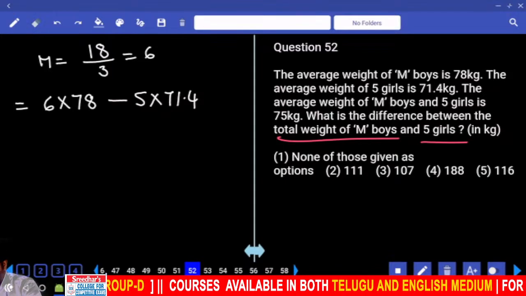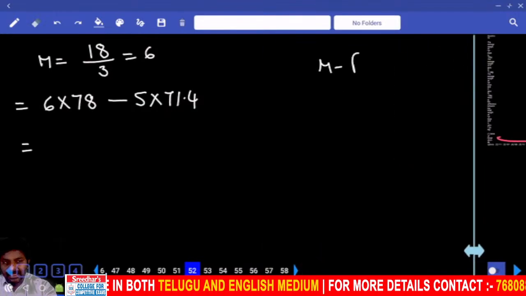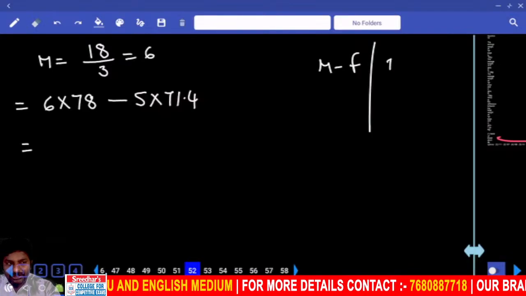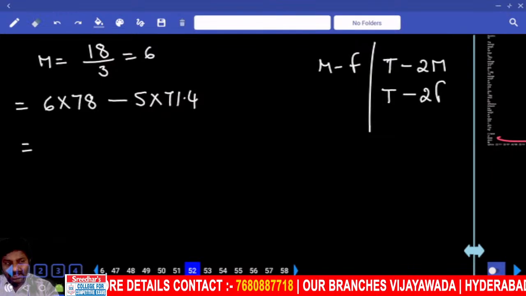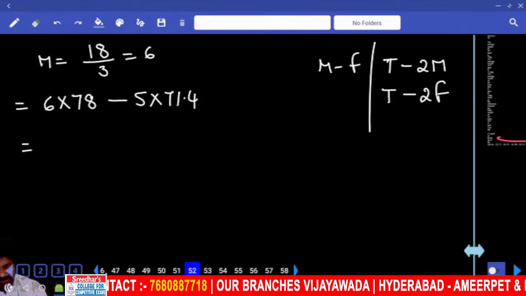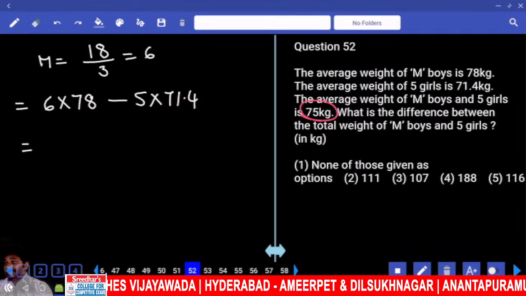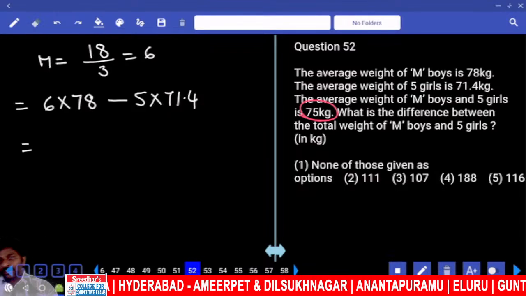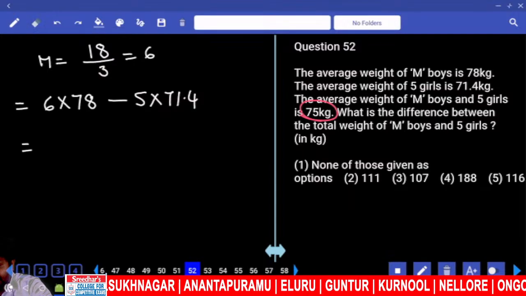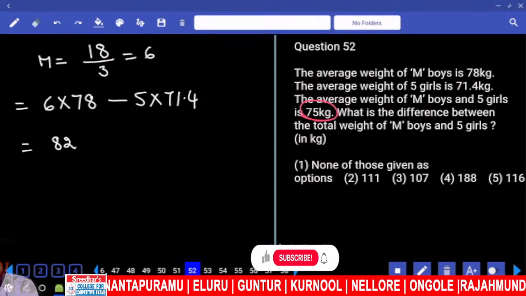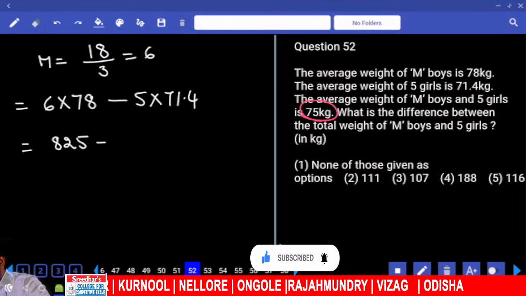The other way is, I told you, when it is about the difference between male and female, take total minus 2m or total minus 2f. Do you remember this concept? Right. Total, how many people are there? 11. What is the average? 75. 11 times will give the total, right? 10 times plus 1 time. 10 times 75 is 750, 1 time 75. Both give 825, minus 2m or 2f. Anything is fine.